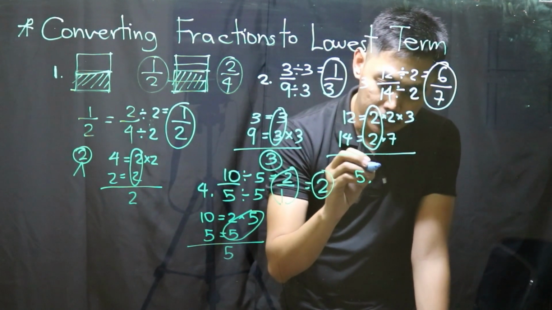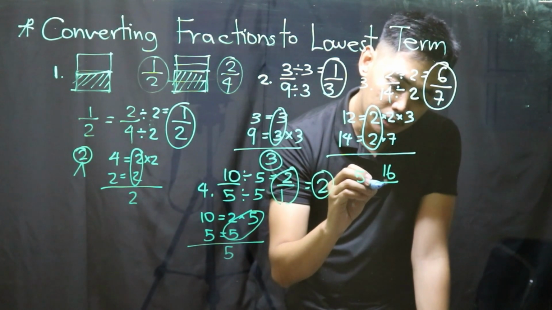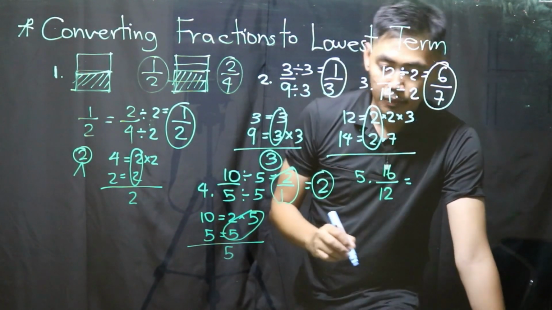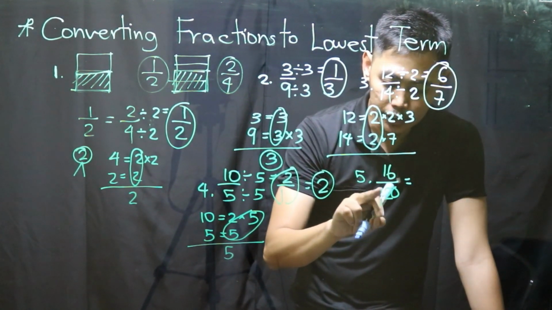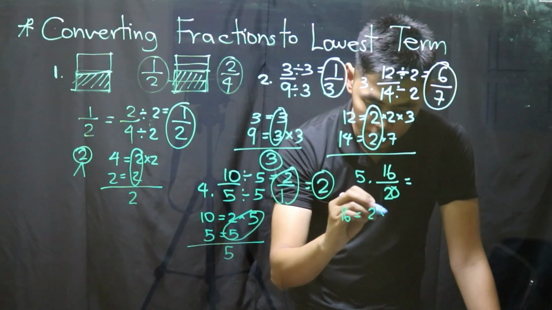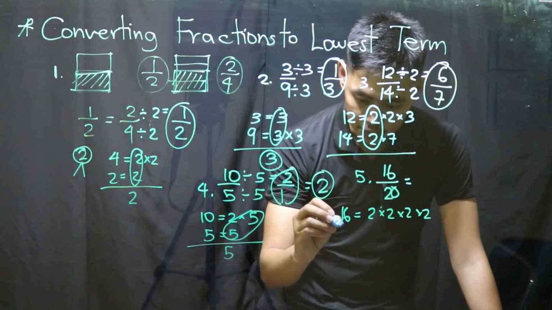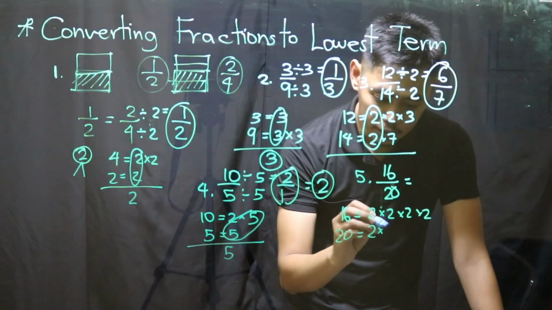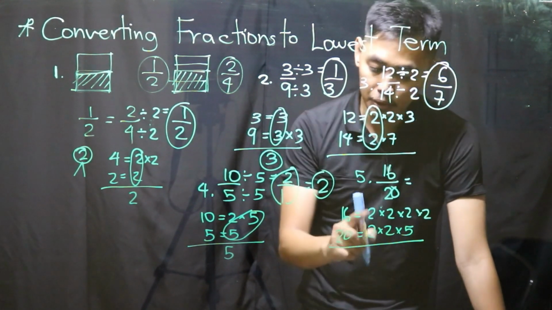Then number 5, let's have 16 over 20. Alright, so 16 over 20. 16 is equal to 2 times 2 times 2 times 2. That is the prime factorization of 16. 20 is equal to 2 times 2 times 5.